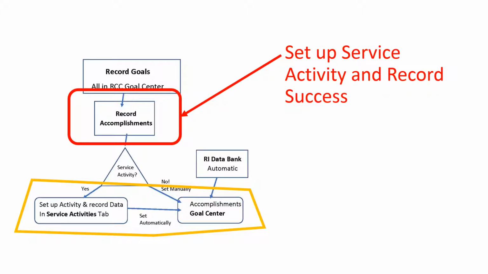Service activities are a third way in which the goals accomplishments are set up and recorded. In Rotary Club Center, there will be a different tab in which you will go into in order to be able to set up the service activities and record the accomplishments. It's a simple matter of going into that tab, establishing what your service activity will be, putting in some goals, and then later on you can report your accomplishments. When you've done it in that tab, the reporting automatically goes to Rotary Club Center in order to be able to demonstrate whether you have accomplished a service activity.